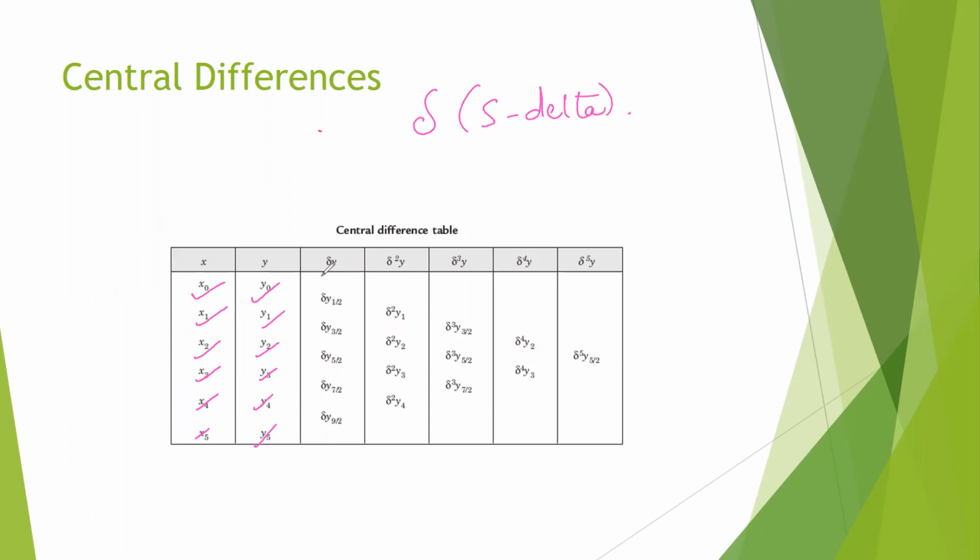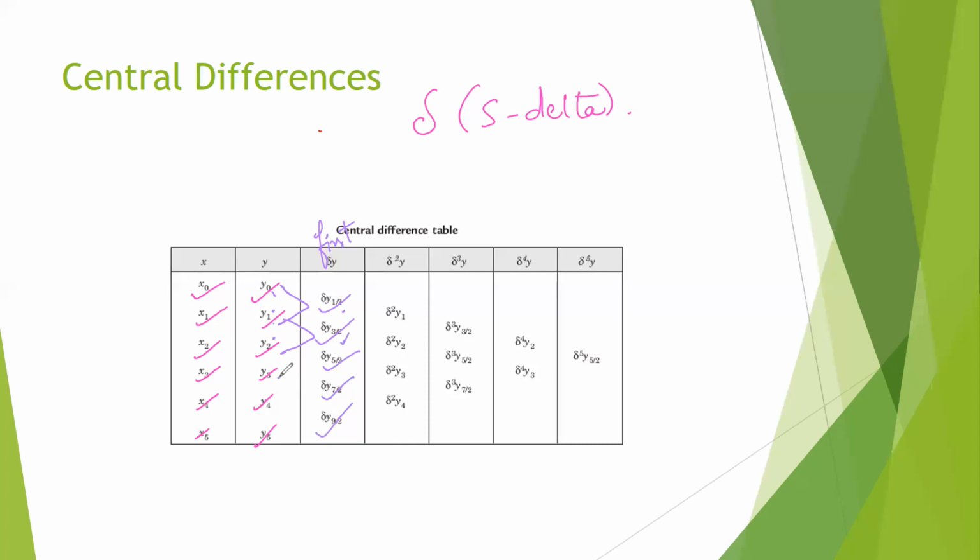Okay, right. So now let us discuss the operators. First central operators. First central operator: S delta y 1 by 2, S delta y 3 by 2, S delta y 5 by 2, S delta y 7 by 2, S delta y 9 by 2. If you observe, the suffixes 1 by 2, 3 by 2 are obtained as an average of the suffixes 0 and 1. Means y1 minus y0 is nothing but S delta y 1 by 2. And y2 minus y1 is S delta y 3 by 2. So here we are taking the difference between y2 and y1, and the average of the suffixes is 3 by 2. That should be written here.